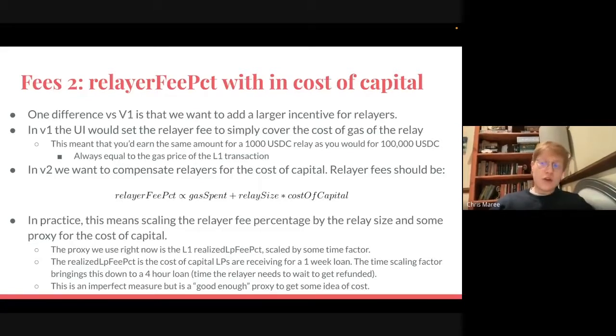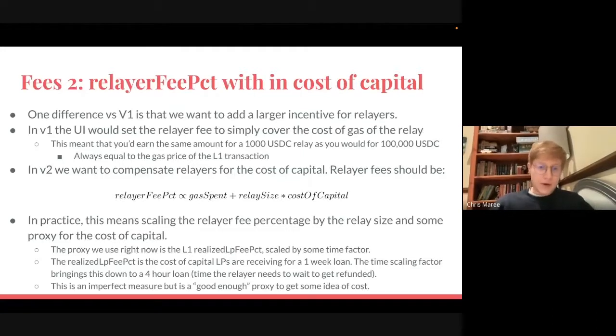If the demand on the USDC pool in Across is low, like 5% utilization, then it's likely that the demand on relayer capital is also low. This might not always be the case, but it's a good enough proxy, and it's kind of the only number we really have. So what we do is take the realized LP fee percent and scale it into a number that represents a relayer fee percent.